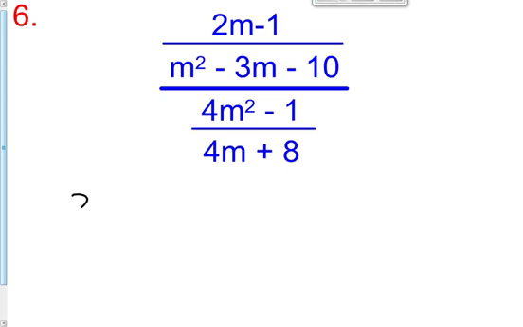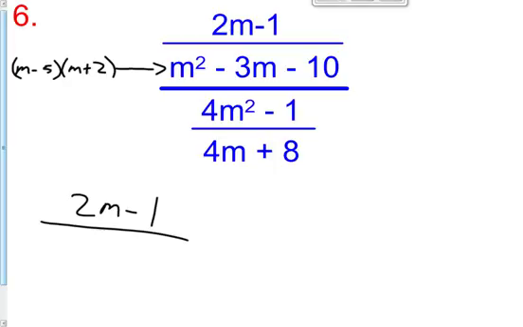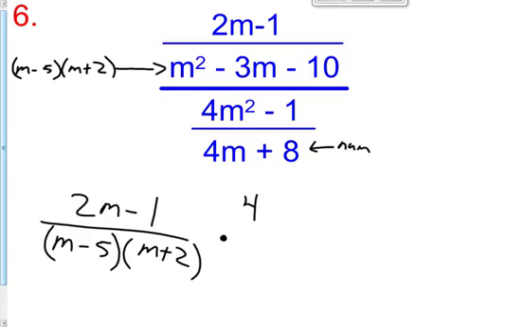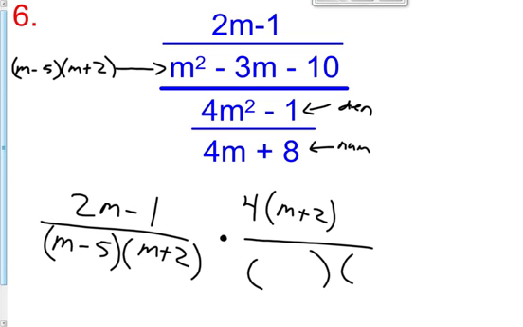Okay, here we have 2m minus 1 divided by, here's a trinomial. Let's factor this into m minus 5 times m plus 2. So that goes right here, m minus 5 times m plus 2. And then we're going to multiply it by the reciprocal. So now this goes in the numerator. You're going to factor out a GCF. So it's 4 times the quantity, m plus 2. And this is in the denominator. And this is the difference of 2 squares.